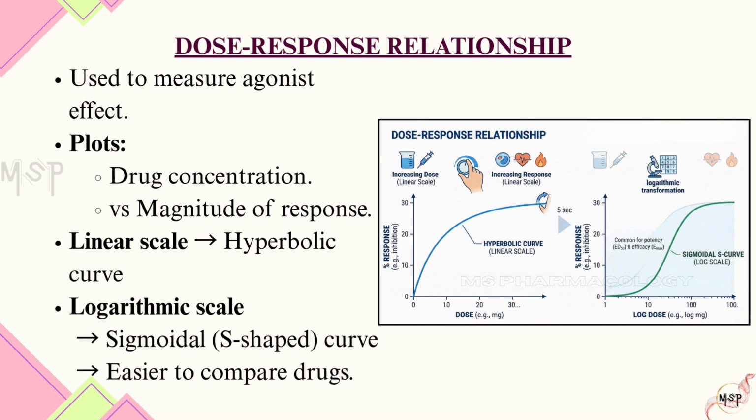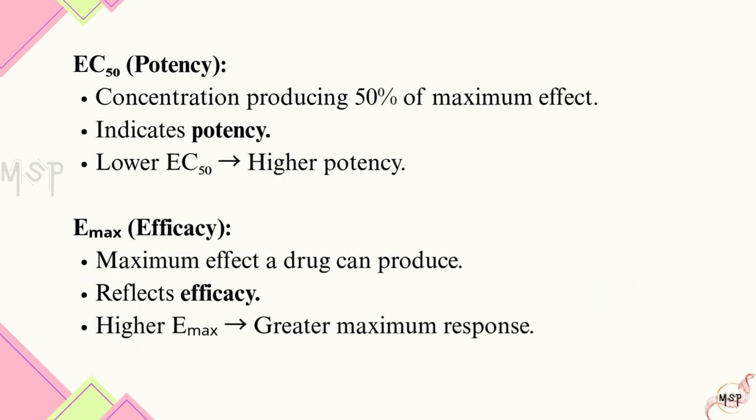How do we measure what an agonist actually does? Through the dose-response relationship. When we plot drug concentration against the magnitude of effect, on a linear scale, we get a hyperbolic curve. On a logarithmic scale, we get a beautiful S-shaped, sigmoidal curve, which makes it much easier to compare different drugs. Two key values to know: EC50, the concentration of the drug that produces 50% of the maximum response. It tells us about potency. A lower EC50 means a more potent drug.